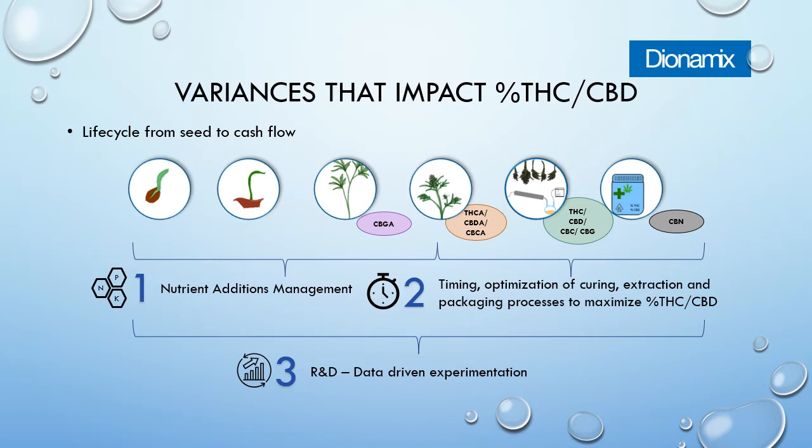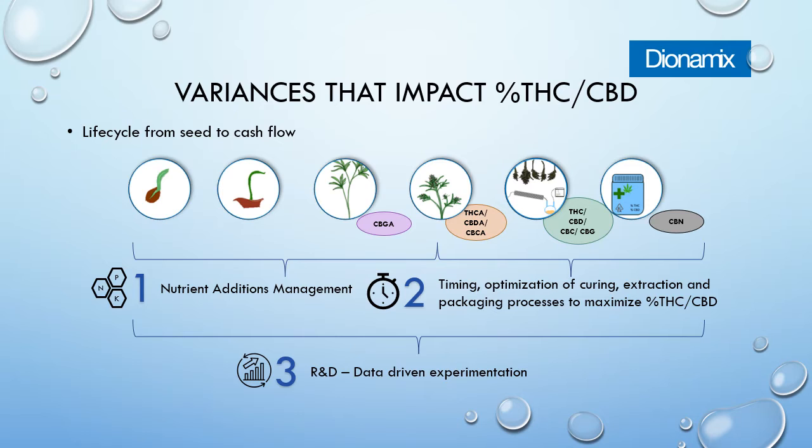In this presentation, we plan to break down the variances that impact the production of THC and CBD into three parts. Part 1, we will talk about how to make the right measurements to precisely adjust the nutrient additions as the plant develops through the vegetation to flowering stages.